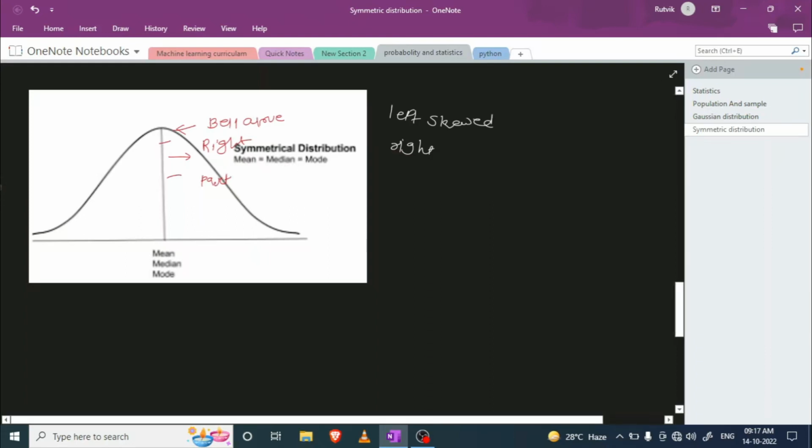So now, what is the need? Why are we plotting a distribution, what facts do we want to know about our data, and what is the reason behind doing all such things? So the question is, what is the need to do all such things?